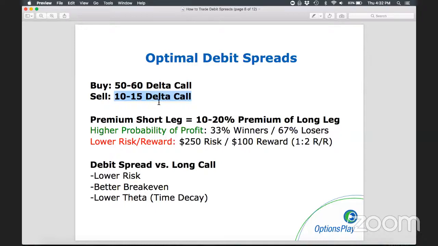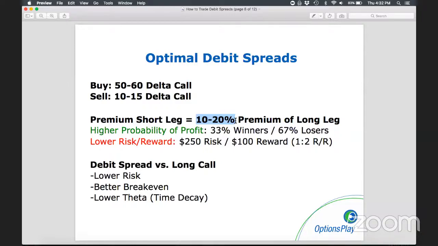And the rule of thumb here is that the premium on the short leg should roughly offset about 10 to 20% of the premium of the long leg. The main component of a debit spread is really this buy the 50 to 60 delta call. That's really what gives you that directional exposure. The sell leg is really just helping you do a few things. It's helping you lower the risk, because if you're able to decrease the premium of the long leg by 10 to 20%, that's going to decrease your overall risk by 10 to 20%.